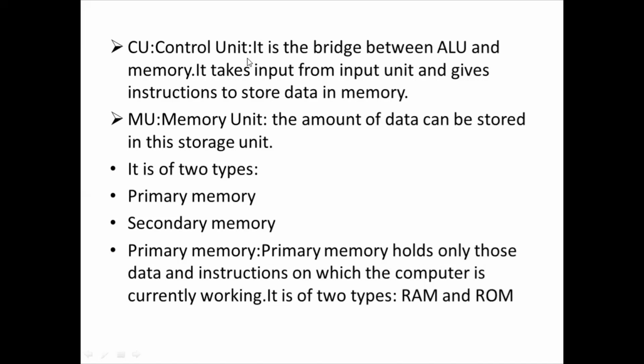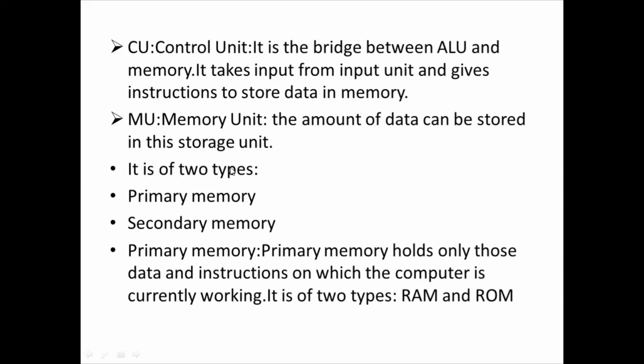Then we have the CU, the control unit. What does this control unit do? It works as a bridge between the ALU and the memory unit, that is MU. It takes the input from the input unit and gives the instructions to store data in the memory. So it is acting as a bridge, taking the input and giving the instruction to the memory to store the data inside it. Then we have the MU, memory unit. The amount of data can be stored in this storage unit. So the memory unit is used to store the data.